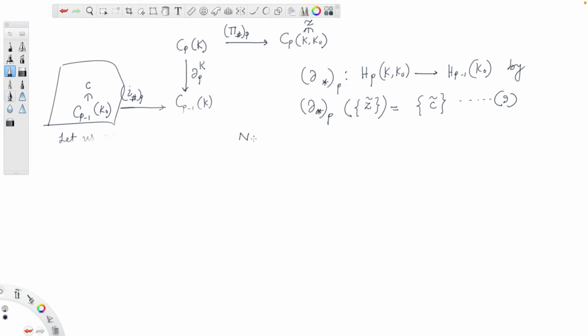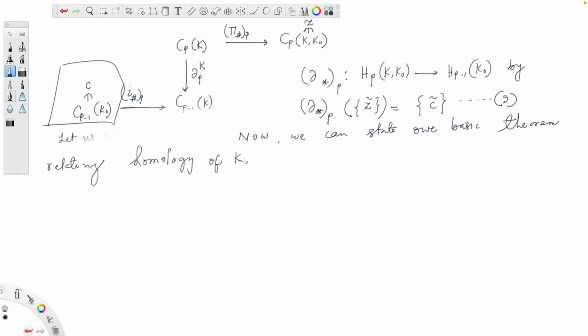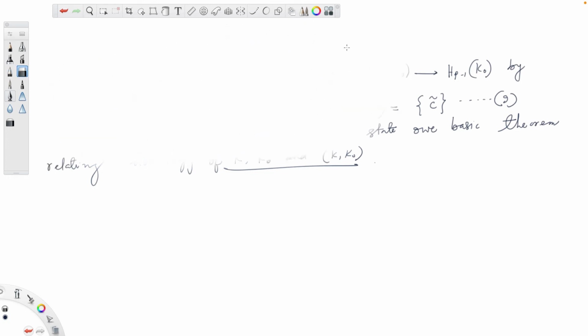Now we can state our basic theorem relating homology of K, K0 and the pair K comma K0. Okay, but before that we need the notion of the long exact sequence.